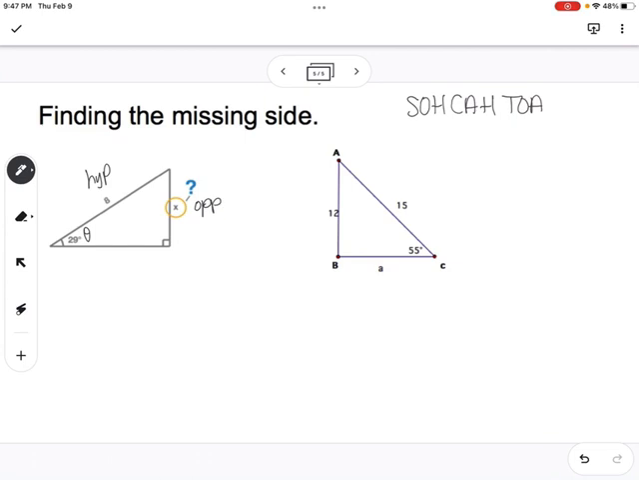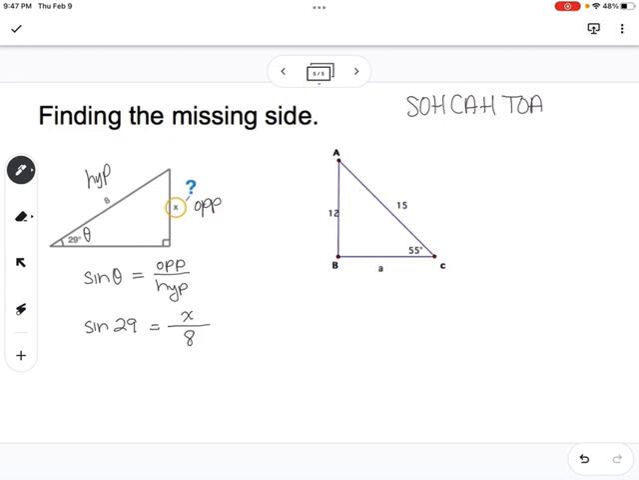So when we're dealing with opposite and hypotenuse, if we look up here, opposite and hypotenuse goes with sine. So we have sine theta equal to opposite over hypotenuse. Now that we have the proper ratio set up, we can fill in what we know. So we know that theta, our angle, is 29 degrees. Our opposite we need to find, which is x, and our hypotenuse is 8.